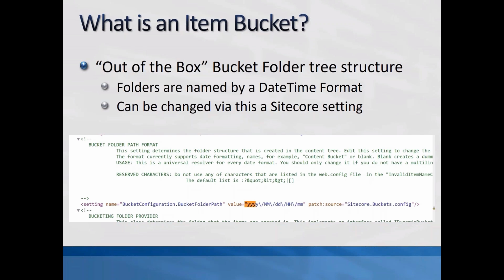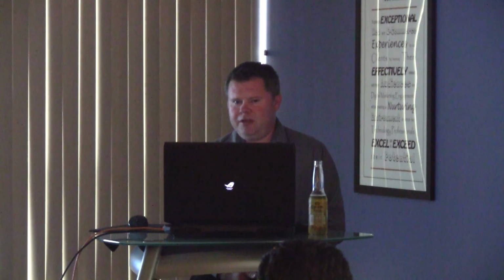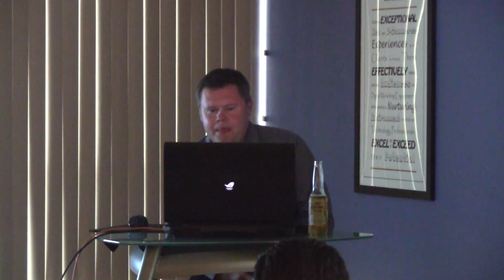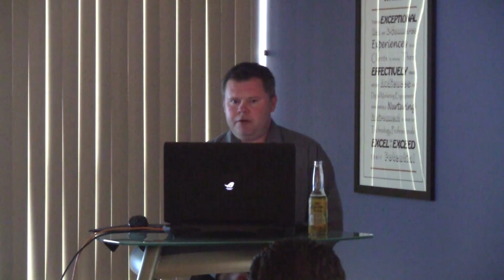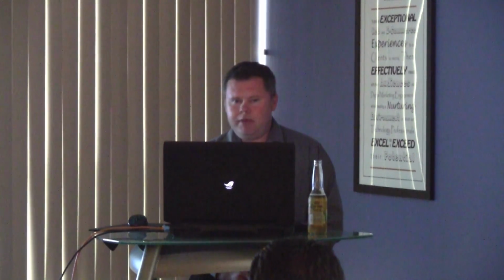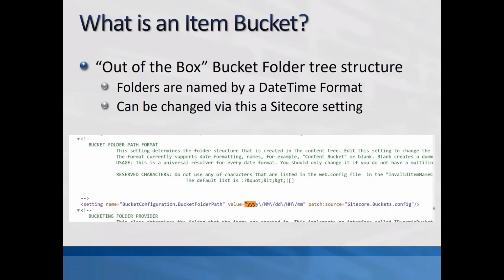Out of the box, the tree structure is basically a datetime format. You can change this format in the Sitecore configuration. It lives in Sitecore.Buckets.config, but don't change this file. Please change it in your own config files and put it somewhere in a subdirectory in that config. So if you don't want the year to be the first folder, you can make it a month, whatever you want. It's all there for you to mess around with.